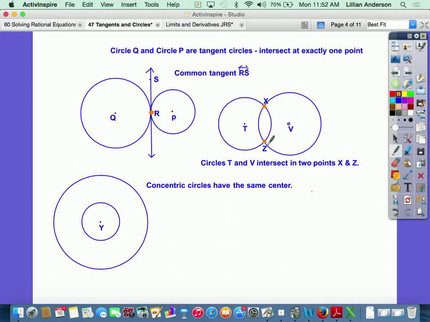As you see, circles T and V intersect at 2 points, X and Z. And then you have concentric circles. Everybody say concentric. That basically means they have the same center. So basically one circle inside of another circle. Now, these are types of circles you may see throughout this unit.